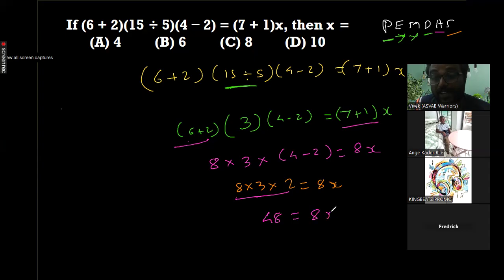48 equals to 8x. Now we need to get rid of that 8. And 8 is in multiplication. So we do the inverse operation of multiplication, which is division, on both the sides. Remember, you need to do the same operation on both the sides. So 48 divided by 8 would be nothing but 6. 8 divided by 8 is nothing but 1. So x is equal to 6.